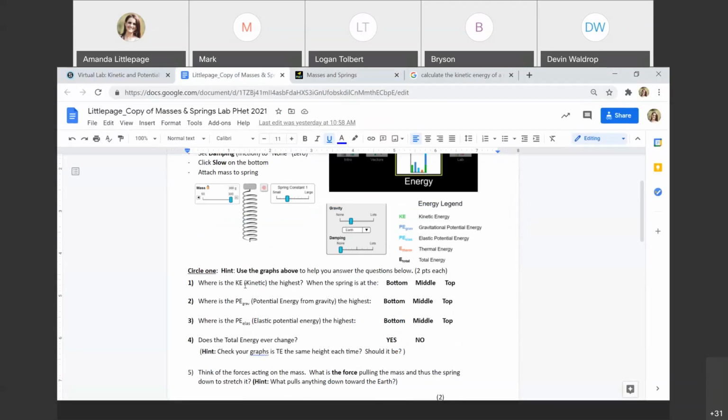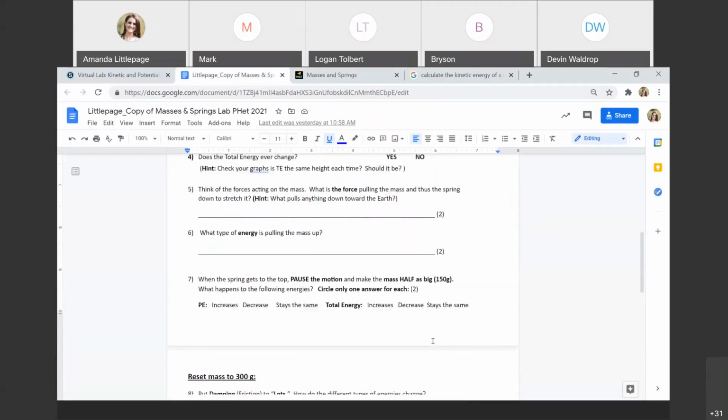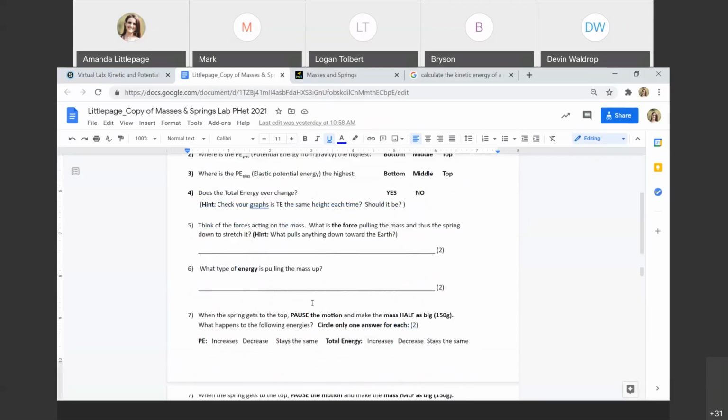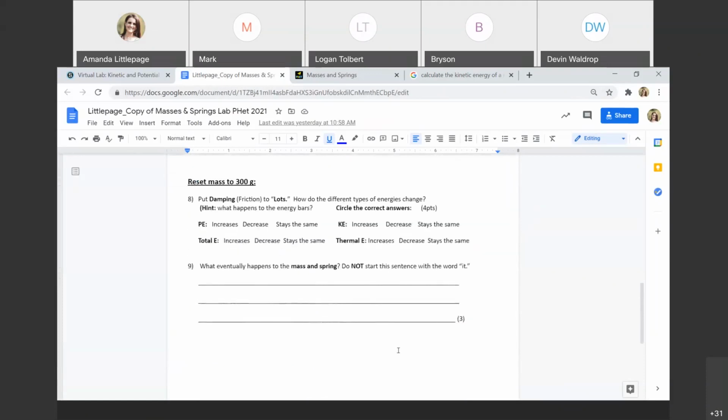As you do this, you're going to answer the questions. For example, where's the kinetic energy the highest? Where's the potential energy the highest, etc.? And you can highlight which one of these. You're going to work through the lab and answer these questions. Once you've done it for the first scenario, you then scroll down and change it to this. It says reset the mass, and then you're going to change the damping to what's called lots, and that basically represents friction. Then you're going to scroll through and answer.